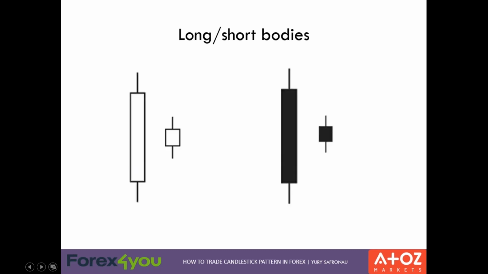Generally speaking, the longer the body is, the more intense the buying or selling pressure. Conversely, short candlesticks indicate little price movement and represent consolidation. Long white candlesticks show strong buying pressure. The longer the white candlestick is, the further the close is above the open.